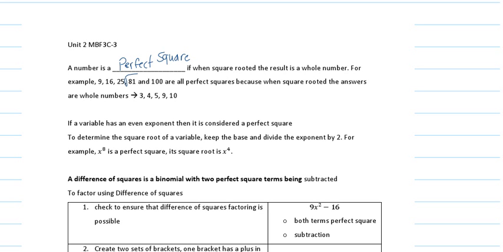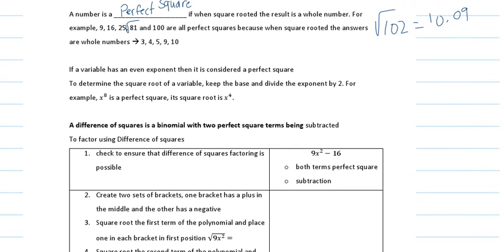However, would, let's say, 102 be a squared number? No, because if you square root 102, what do you get? 10.09. Okay? So this is not a whole number, so 102 is not a perfect square. It is very important to realize which numbers are squared numbers because we're going to need them for the next factoring. Not only numbers can be squared, letters can be squared too.